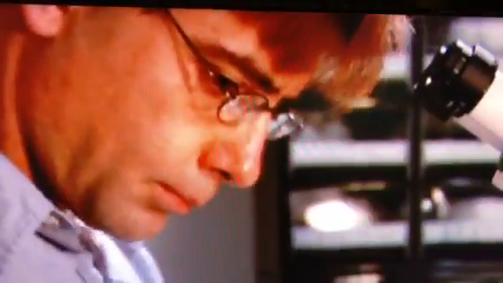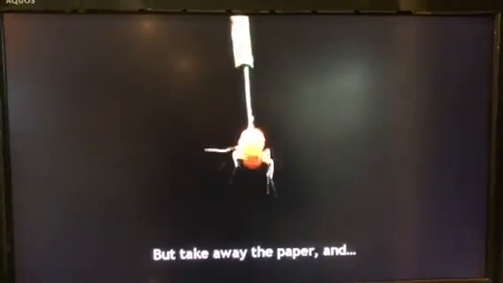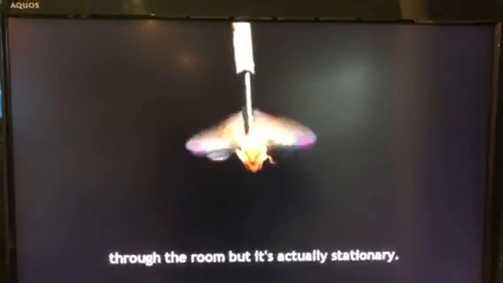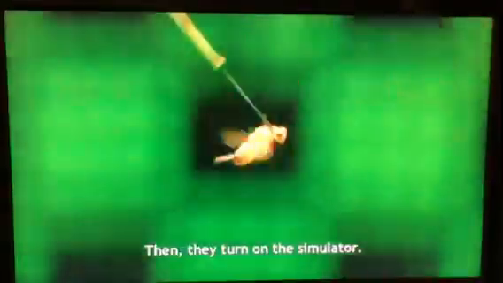By attaching a fruit fly to a thin tungsten wire using a tiny drop of glue, the researchers can control the fly. As long as its feet are touching something, it knows it's stationary. But take away the paper and you trick it into flying so that it thinks it's flying through the room, but it's actually stationary. Then they turn on the simulator.